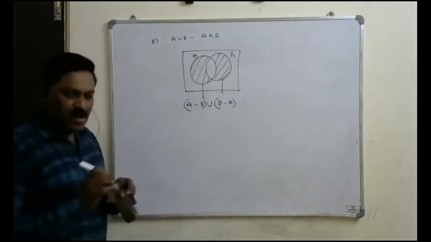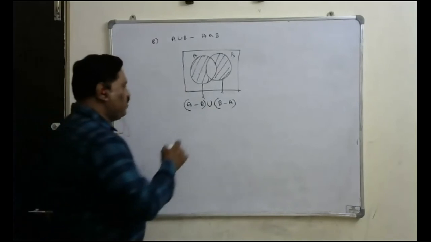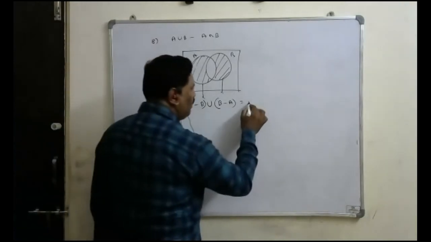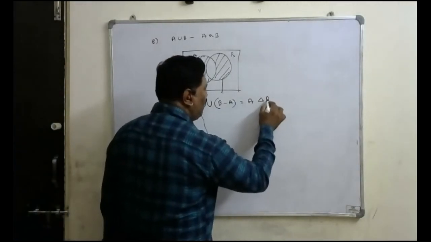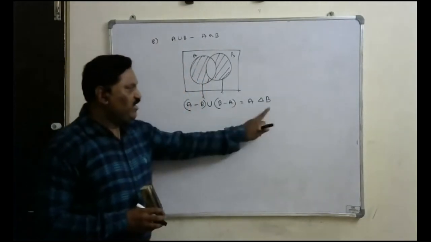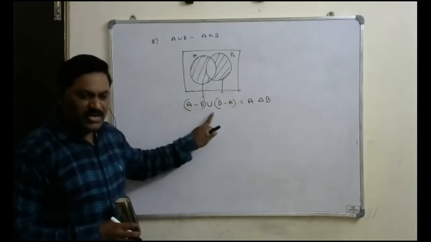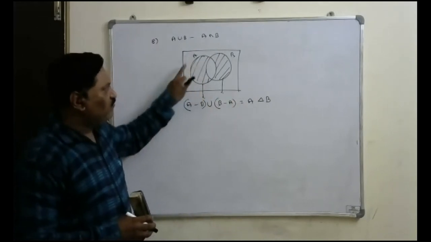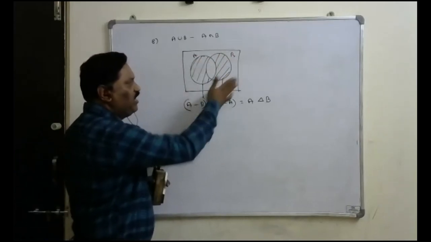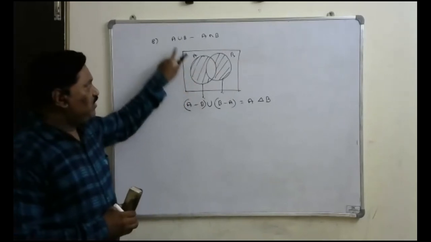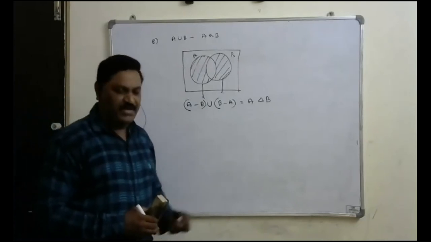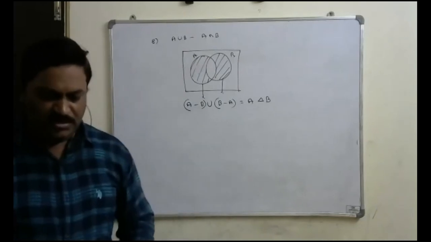So A minus B or B minus A, we call it the symmetric difference of A and B. It is represented by A delta B, which is the notation for symmetric difference. So A delta B is A minus B union B minus A. You can also write it as the total A union B, subtract the common part. Take out the common part and we get the remaining parts. So A union B minus A intersection B represents the symmetric difference of A and B. That is the answer.